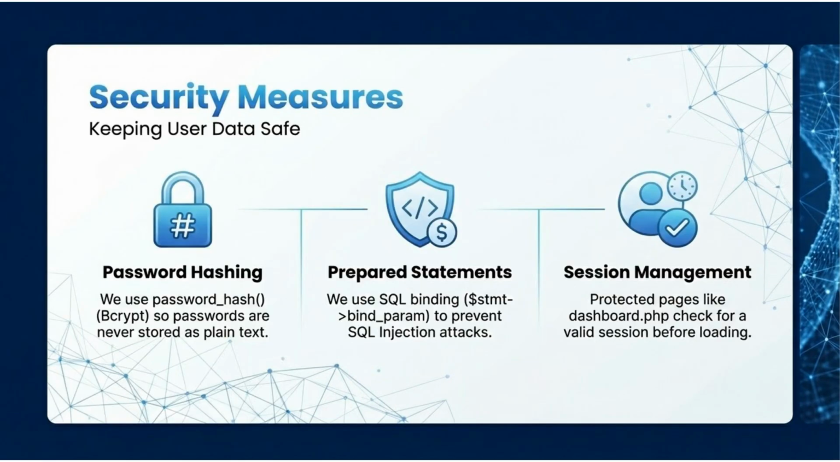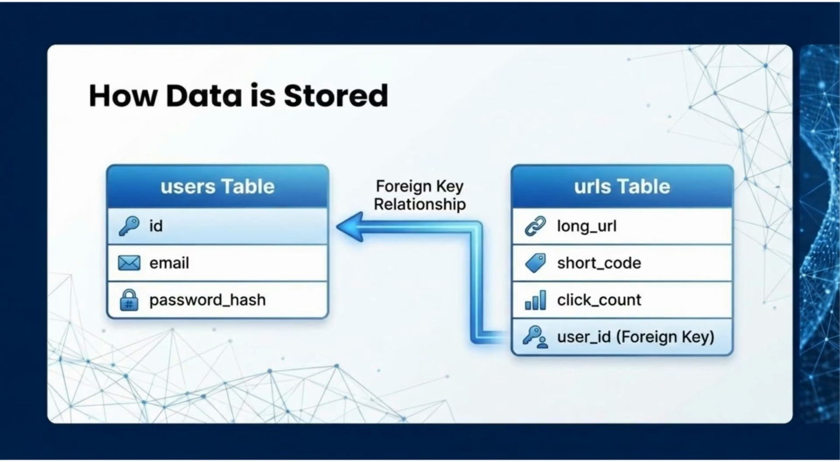To keep user data safe, we employ strong security measures. This includes password hashing using bcrypt, prepared statements to prevent SQL injection, and robust session management. User data is stored in 2 main tables, the users table and the URLs table. A foreign key relationship connects the 2 tables, linking shortened URLs back to the respective user.